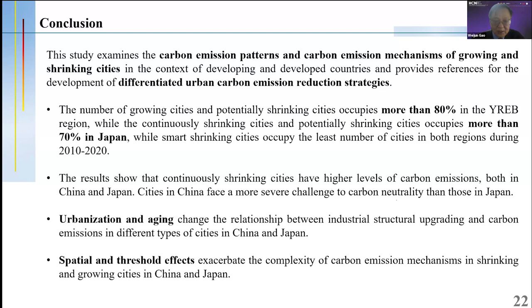Urbanization and aging change the relation between the industrial structure upgrading and the carbon emission in different types of cities in China and Japan. Spatial spillover effects exacerbate the complexity of the carbon emission mechanism in shrinking and growth cities in both countries.